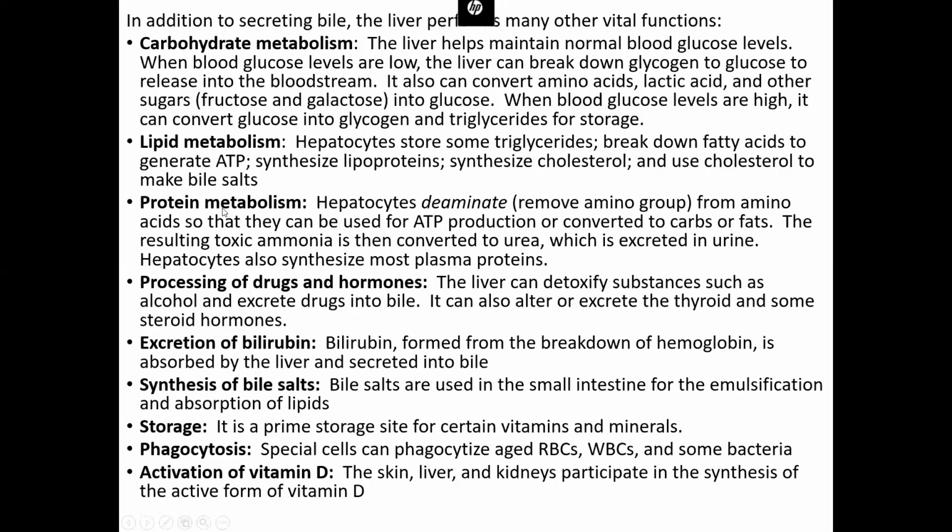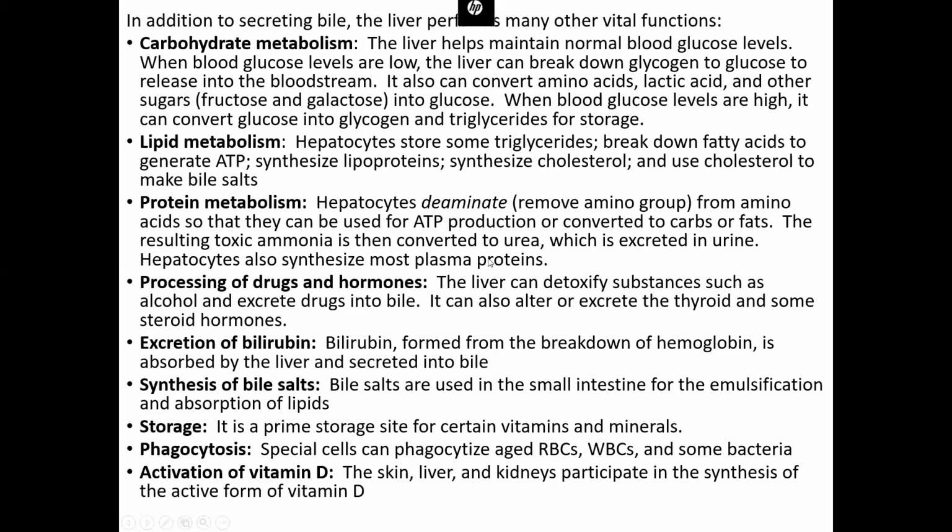Something we'll talk more about is deamination, which is the removal of amino groups from amino acids. That can then allow them to be used to make ATP or to be converted to carbs or fats. We'll talk about that in our next lecture. In doing so, we form what's called ammonia, which is very toxic to the body, but our liver can convert that to urea, and then it can be peed out. In fact, urea is a pretty big component of our urine.